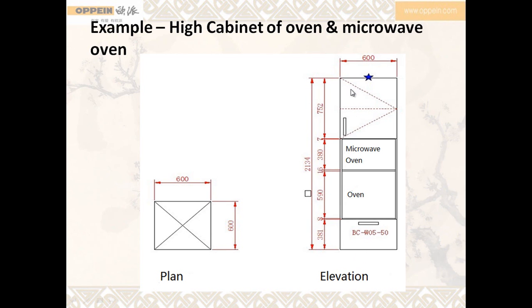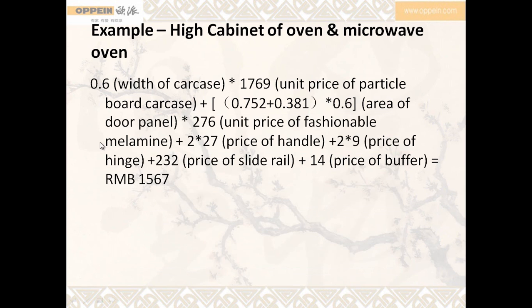From bottom to top, the height of drawer is 381 mm. The height of oven is 590 mm. The height of microwave oven is 380 mm. The height of door panel is 752 mm. Then, this is the price formula for high cabinet of oven and microwave oven.